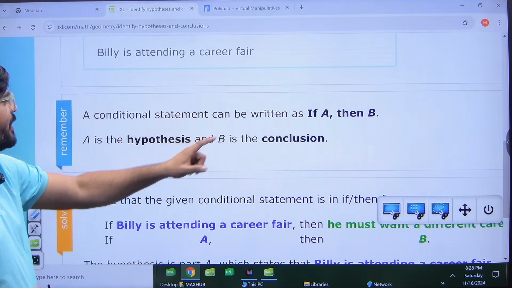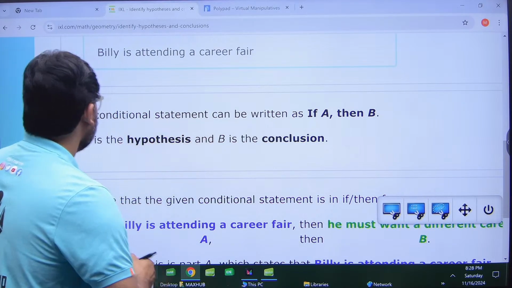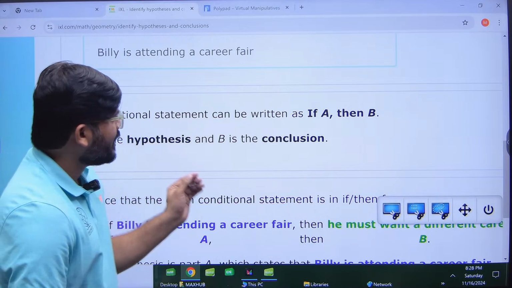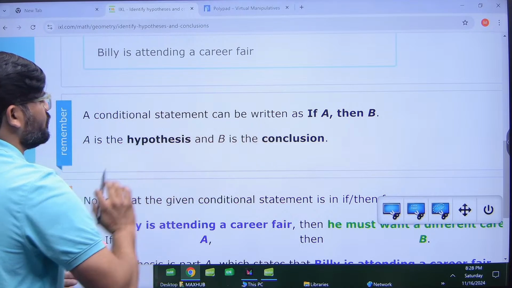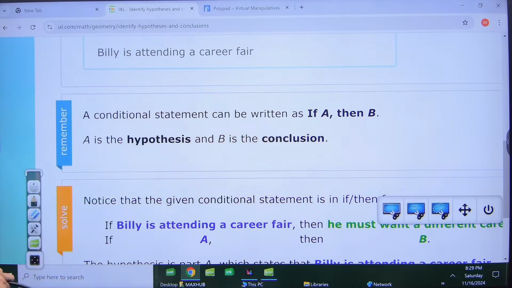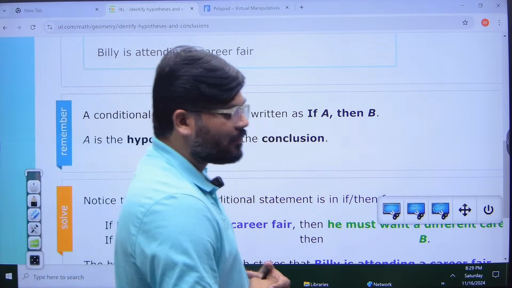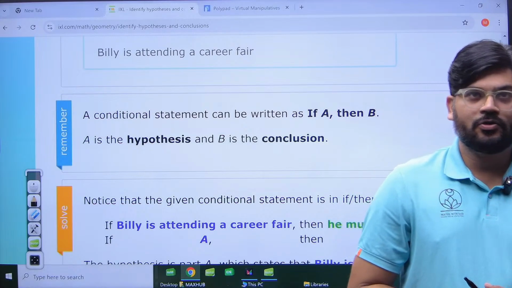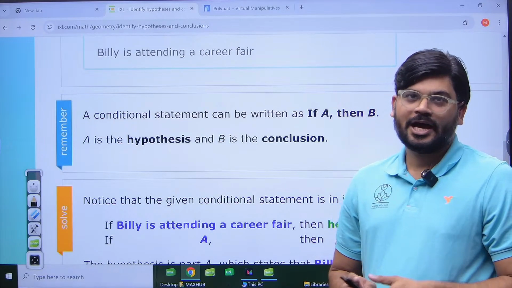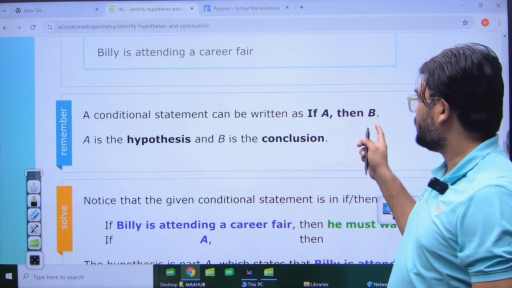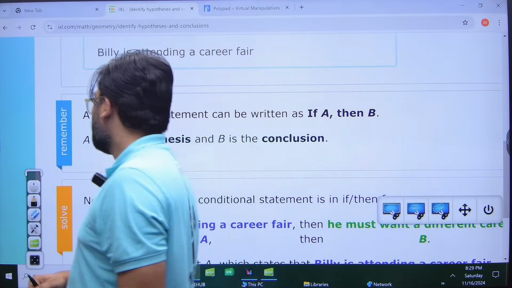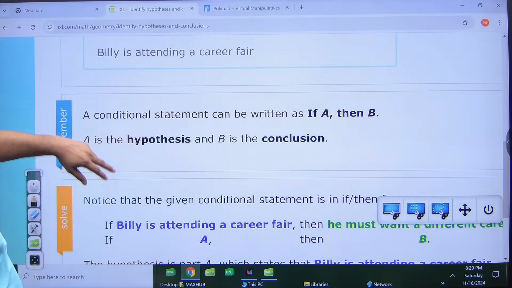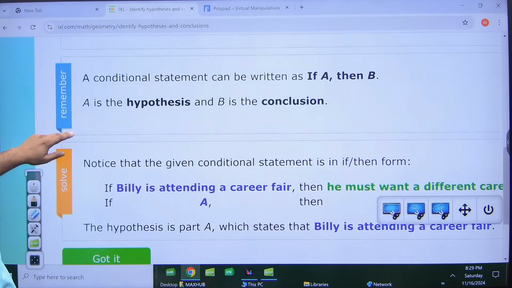Let us say what they're saying. A conditional statement can be written as, please write this down. A conditional statement can be written as if A then B. A is the hypothesis and B is the conclusion. A is always the hypothesis and B is the conclusion. So what we are saying as condition is known as hypothesis, and conclusion is B. So whenever then comes, it is always the conclusion. If is there, then it is the condition, the hypothesis. Are you getting it? Yes, sir.